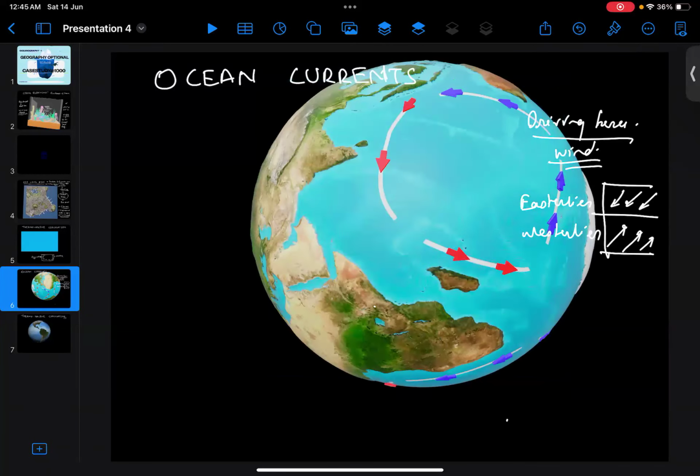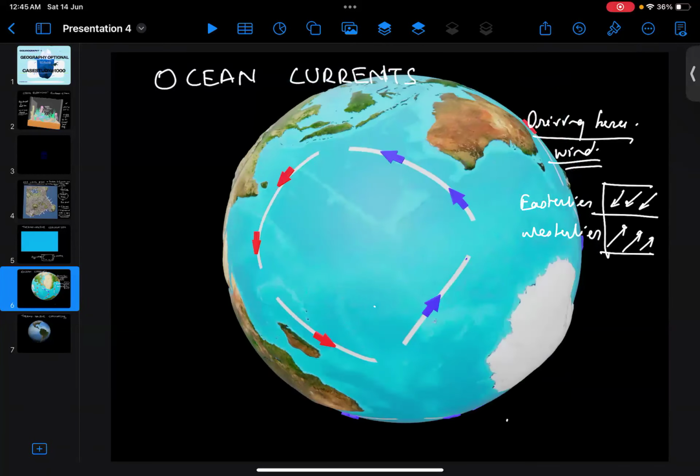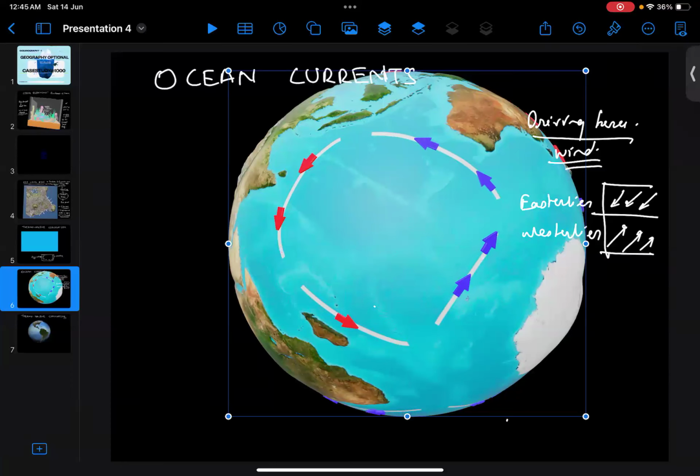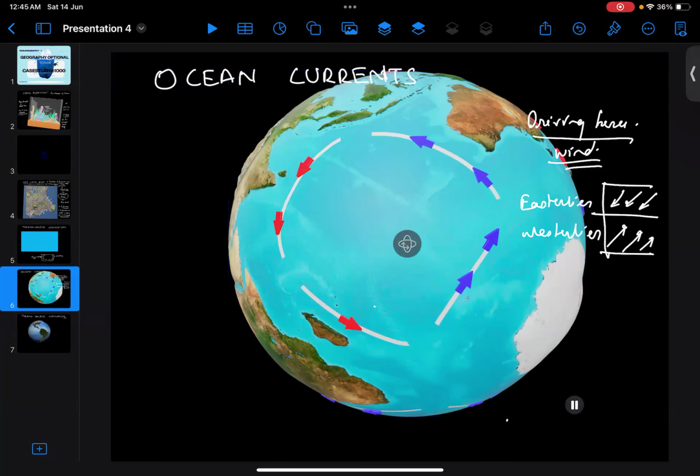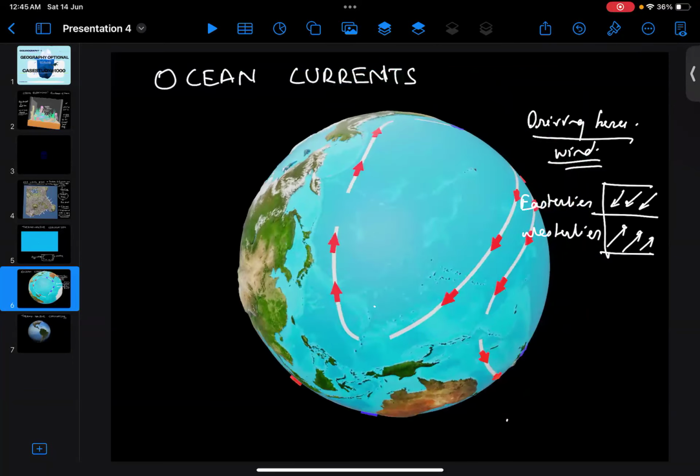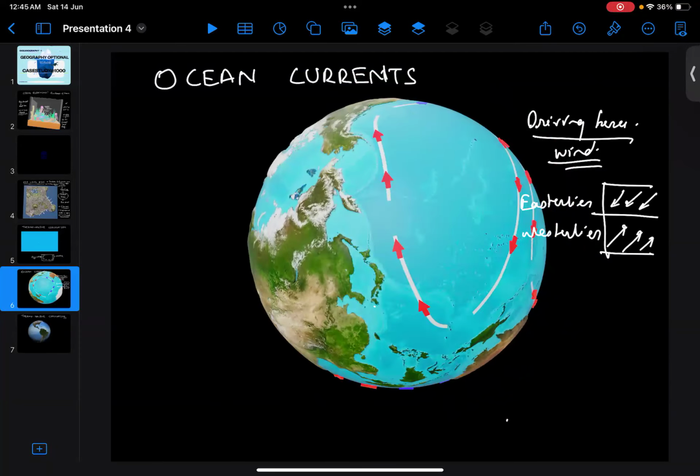Then we can also see a warm current and a cold current in the Australian region and the African region. Near the Africa region, we have the presence of a warm current, and near the Australia region, we have the presence of a cold current. So what are the names of these warm currents and cold currents? Just specify in the comment box. We'll have a discussion on those parts also.